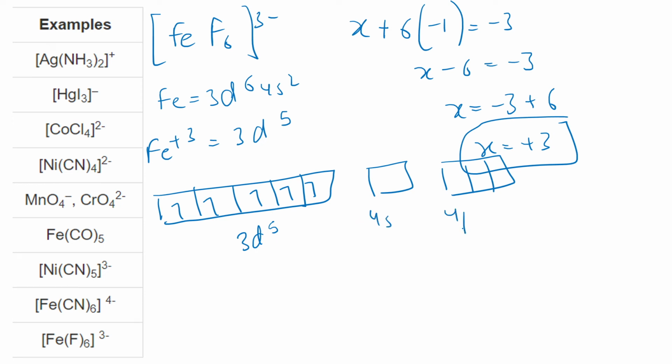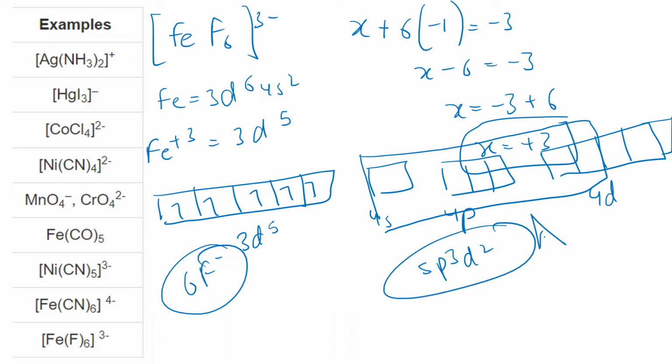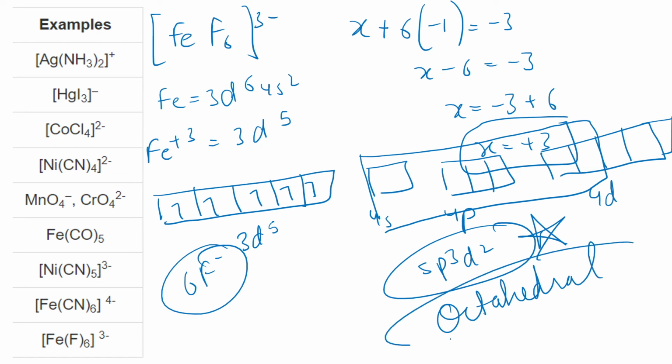Since it is a weak field ligand, it won't cause the pairing of electrons. Therefore, when six fluoride ions come, the complex will do the hybridization in this manner, where it will include sp3d2. Outer d, 4d, will be included, and in that case we'll have sp3d2 hybridization with an octahedral geometry.